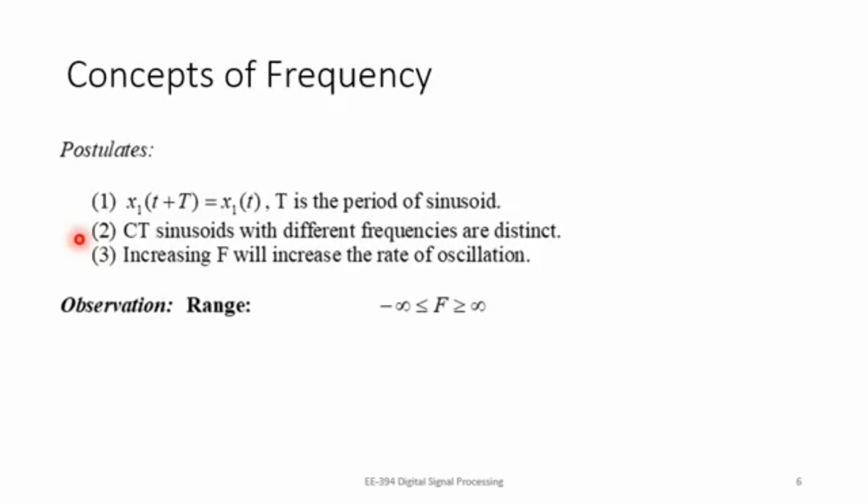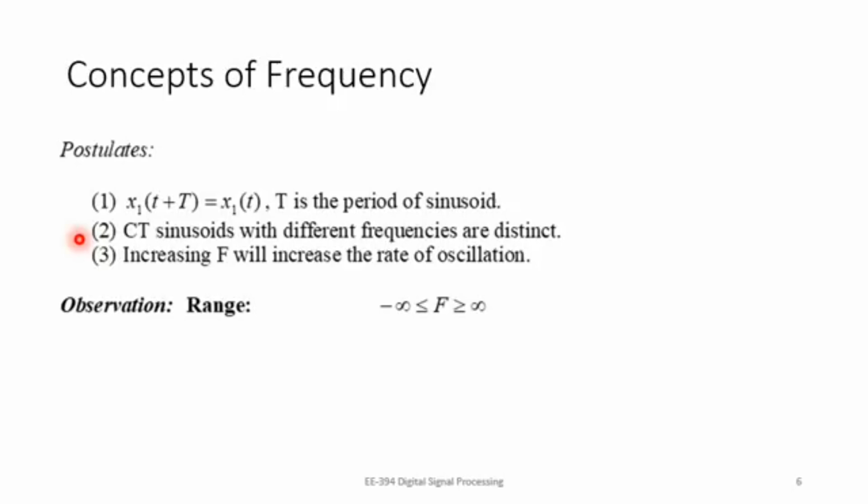This will not happen. Why? Because continuous time sine or cosine signals have this property that as you change their frequencies, the waveforms change. They expand or they compress based on whether we are decreasing the frequency or increasing the frequency. But for every frequency, there is a distinct waveform. So this is the second postulate which we observe is there for a continuous time sinusoid.